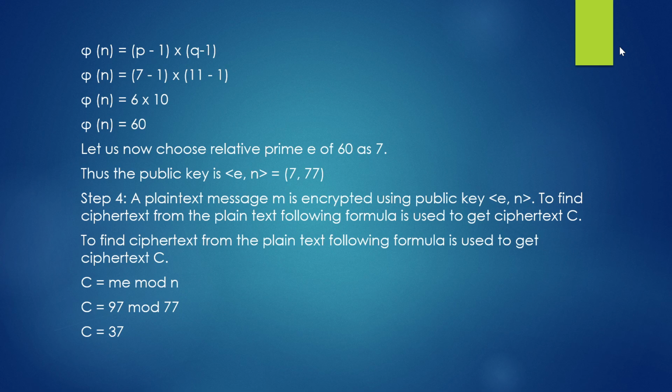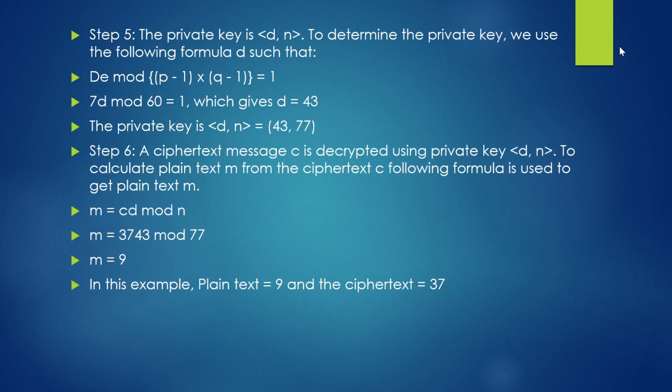Step 4: a plain text message m is encrypted using the public key e comma n. To find the ciphertext from the plain text, the following formula is used to get the ciphertext c. c equals m to the power e mod n, 9 to the power 7 mod 77, c equals 37.